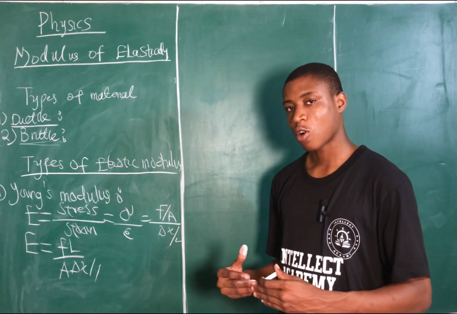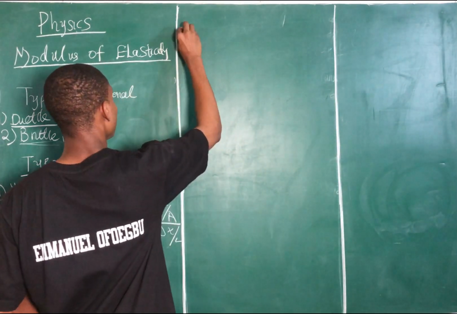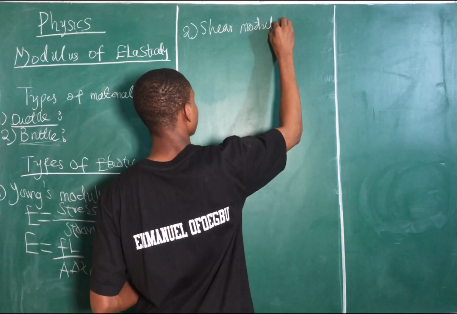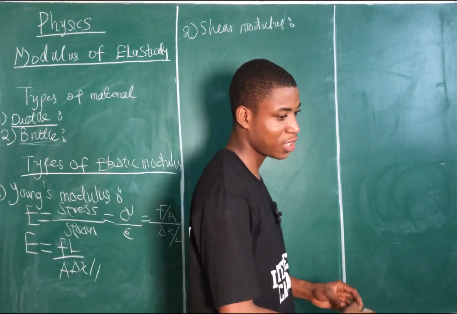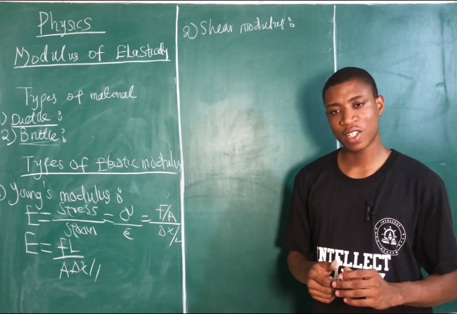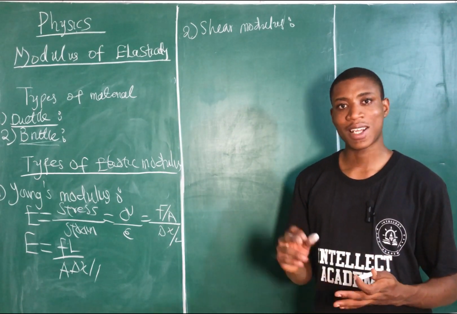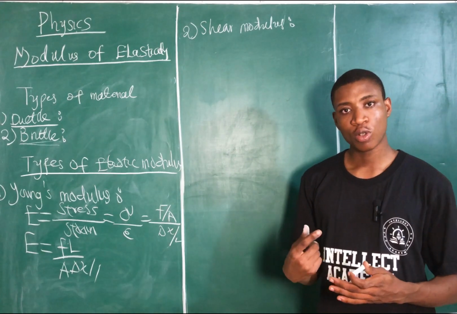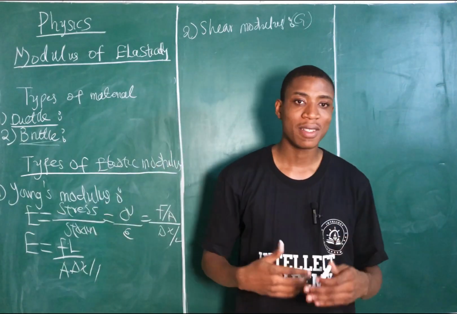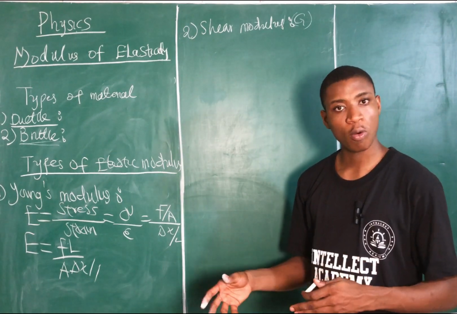The second type of modulus of elasticity is called the shear modulus, also known as modulus of rigidity. Now take note, this shear modulus is mostly in relation to the couple, torque, and the angle of twist. It's mostly in torsion. Let's denote this by G, and this is when a material undergoes torsion due to the torque and the couple of that material.